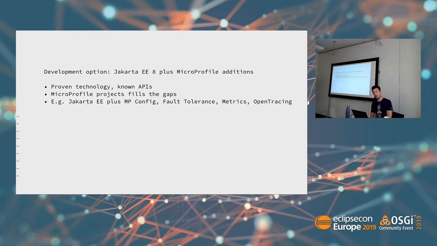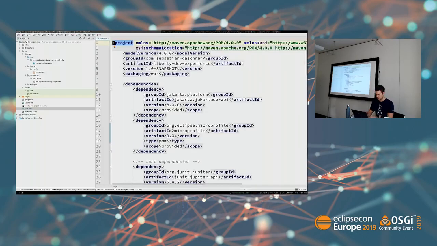So for example, we could have Jakarta plus MicroProfile config, or plus config and fault tolerance and metrics and OpenTracing and things like that, right? So I think that makes a lot of sense for real-world applications. And now enough talking, I'm not a big fan of slides. I want to show you some code.